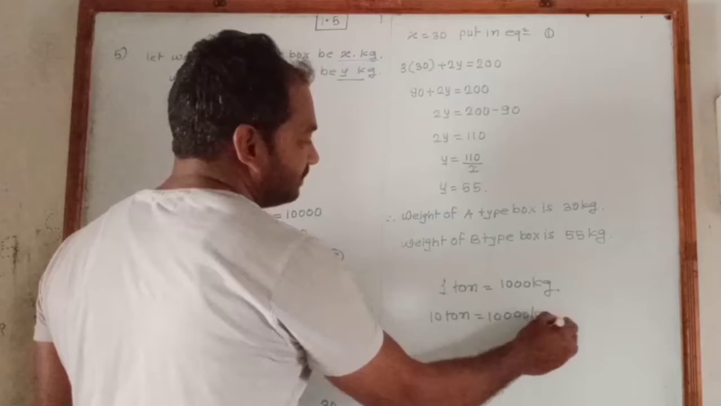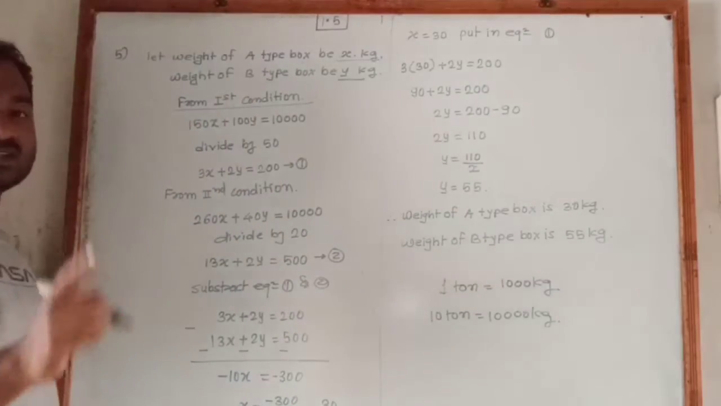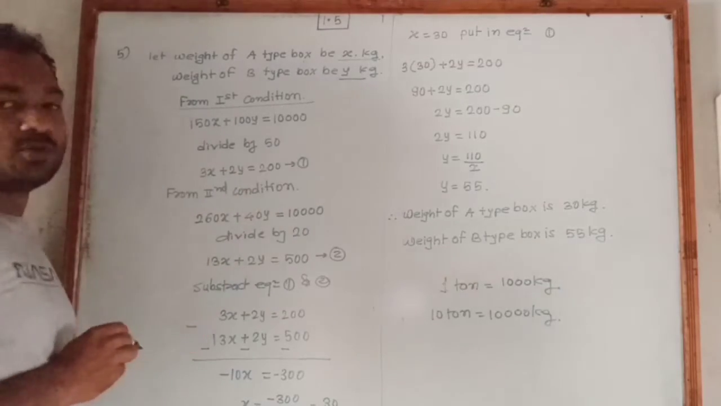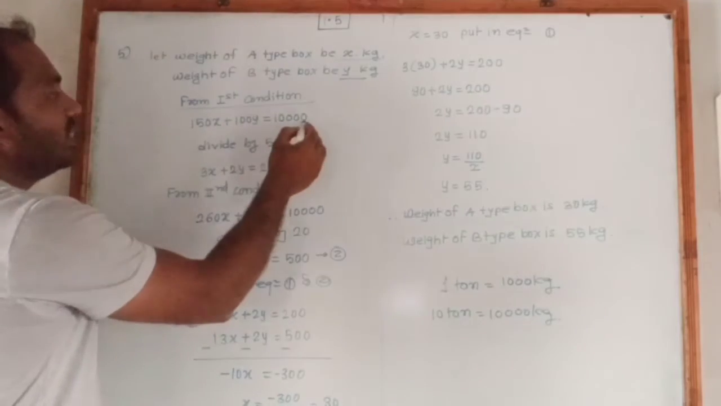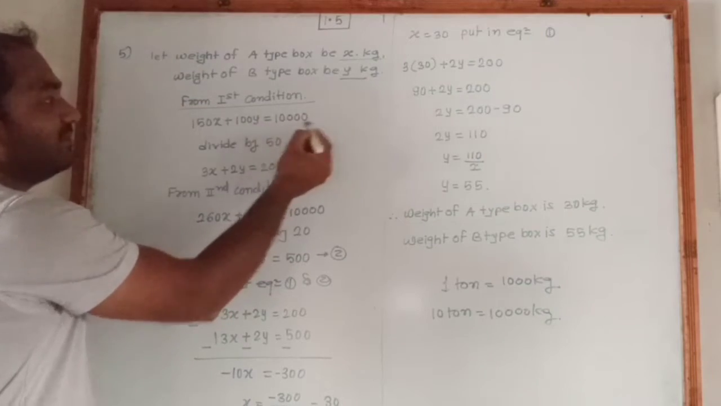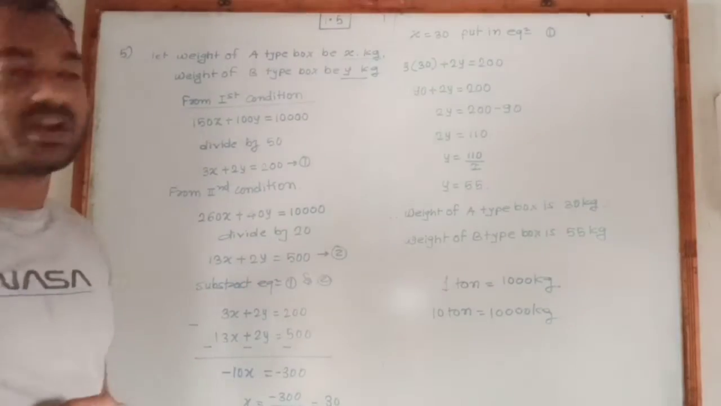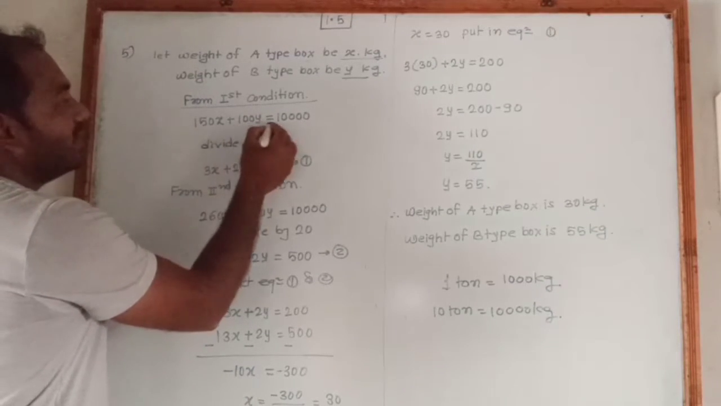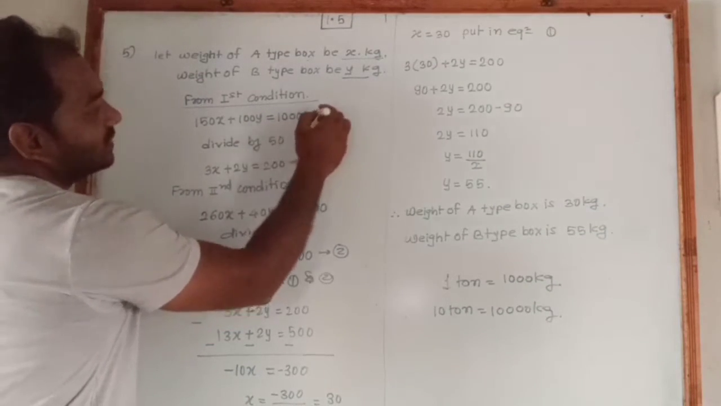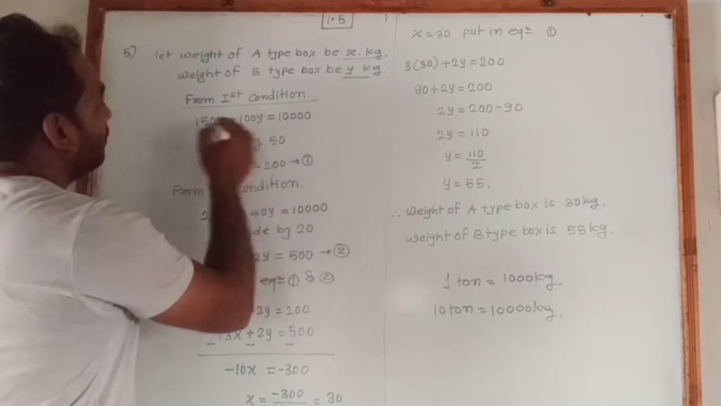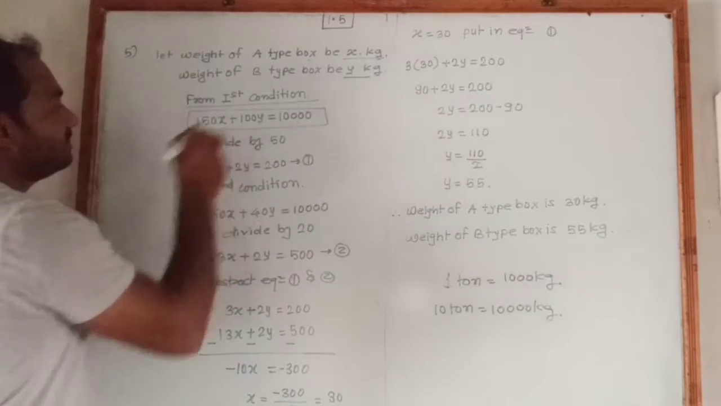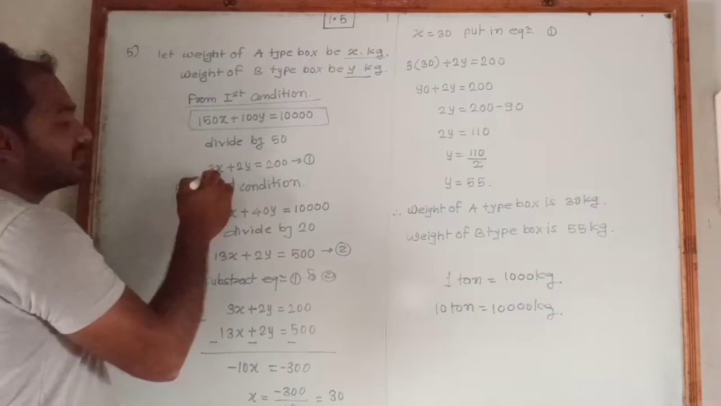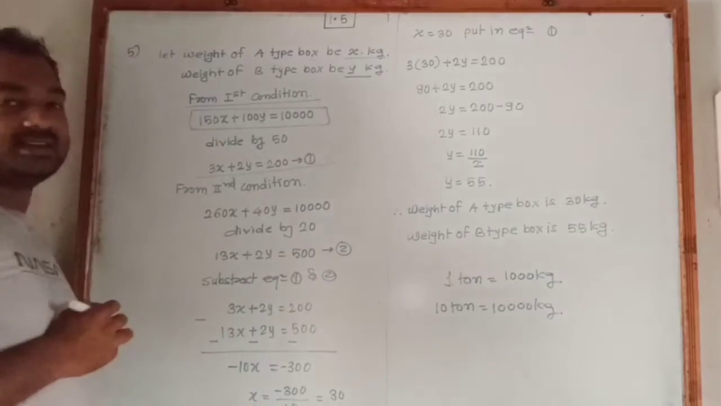10,000 kilogram. So here in the first condition, 150 boxes of A type plus 100 boxes of B type is equal to 10 ton, that means equal to 10,000 kilogram. So 150x plus 100y is equal to 10,000. That is the equation we got from the first condition. Divide by 50. So we have 3x plus 2y is equal to 200.